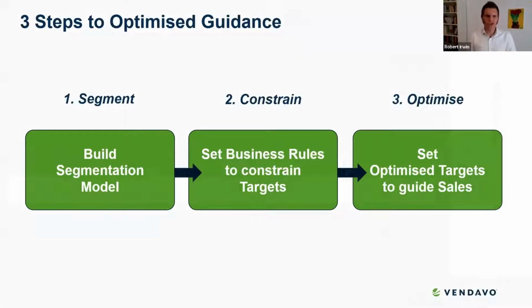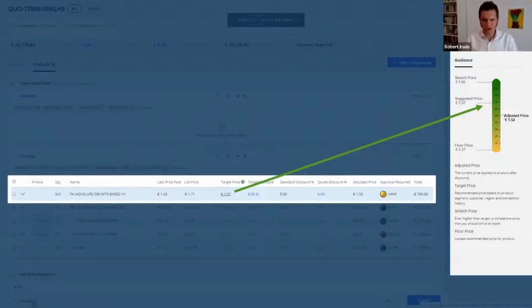So what we're trying to achieve, and this is an example out of Vendavo CPQ, is the delivery of that target into the quoting solution of choice. And then the guidance, stretch, target, floor, through easy to understand indicators, green, yellow, red, or on a thermometer, as you see here, to help the sales organization negotiate with more confidence. This is the end game.